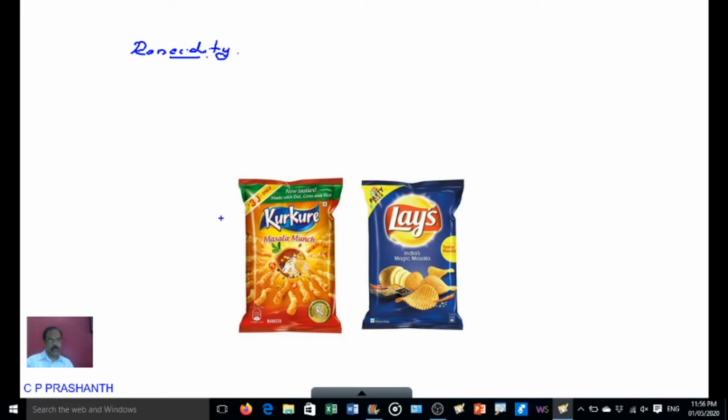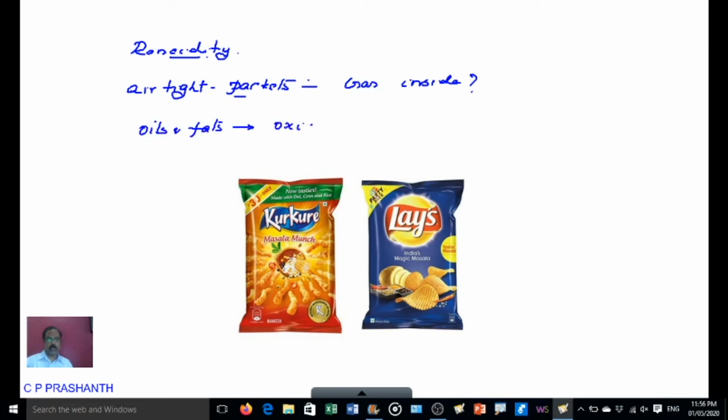Another effect of oxidation and reduction. Now we will learn a concept called rancidity. You must have observed these chips packets. It's filled with some gas. You must have observed this, and it is packed in airtight containers. So why is it packed in airtight containers, and why is it filled with some gas? And which gas is used for this?